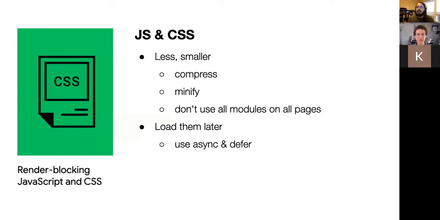So Ben, let's talk about JS and CSS. Yeah, for JavaScript and CSS, it really is the same idea as images, honestly. You want to have less of these things and make them smaller. Techniques involved, of course, are different than images, but compressing it is still a thing. And minification should always be done. All those wonderful comments in the code and copyright notices and 20 character property names can all be shortened.